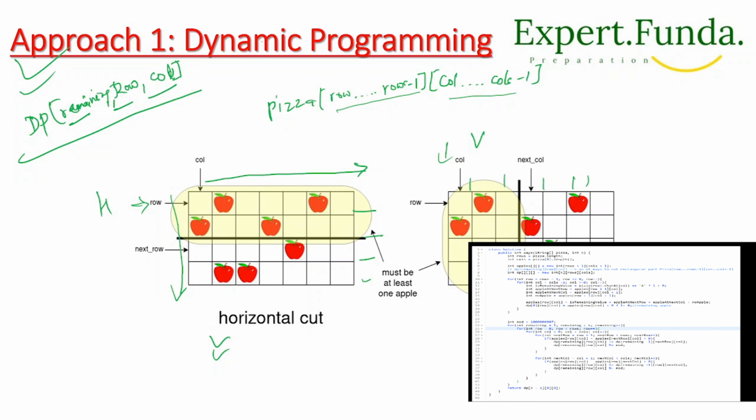Why? Because dp that contains remain, row and column will be the number of ways to cut the rectangular part. We'll go with the pizza, row to row minus 1 and col to col minus 1, as we have already seen. If we have some remaining cuts, we will take the modulus of 10 to the power 9 plus 7, which we already know.